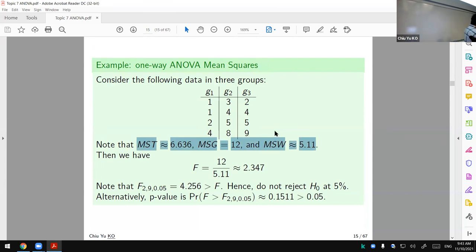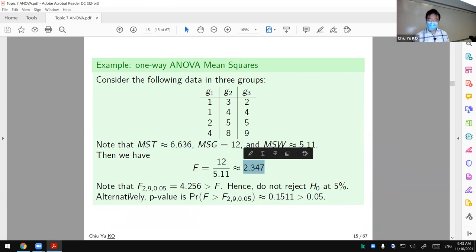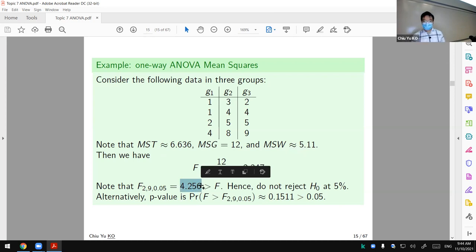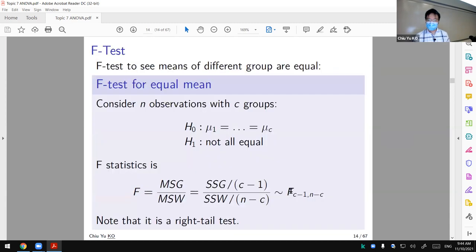So what you're going to see is the MSG over MSW, and this is the F statistic. Remember this is a one-tail test, different from comparing variances. So you're asking if it's more than the critical value. The critical value is C minus one over N minus C, this 9.